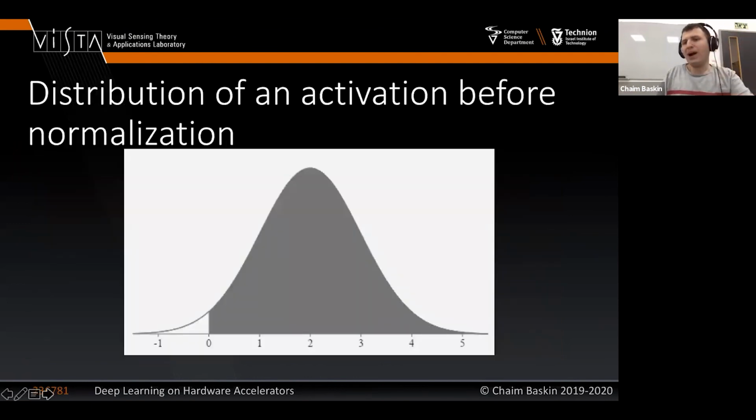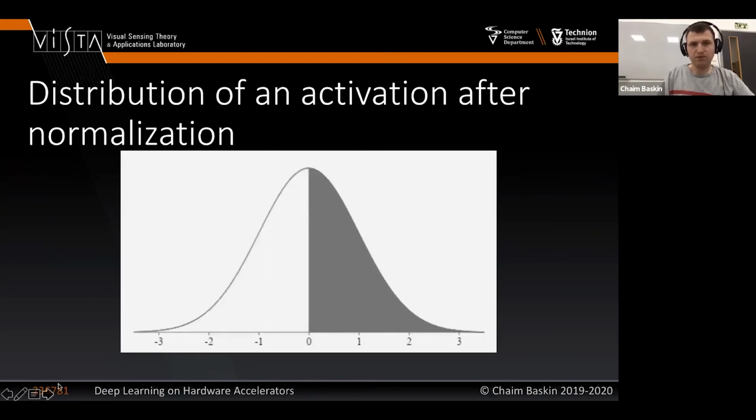Okay, why do we need normalization, guys? This is the distribution of activation before normalization. As you can see, this is where we have the zero, and it's not symmetric. This is what happens after normalization: we have a symmetric distribution, mirrored around 0. This is of course applied because we used ReLU.